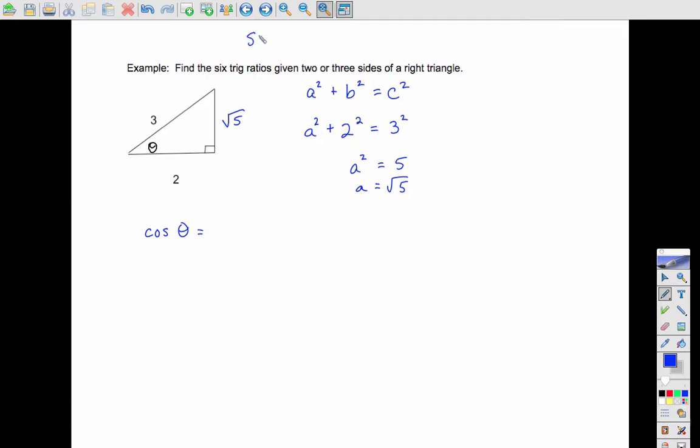So cosine, I guess I should have started with sine, but we'll start with cosine. Cosine is adjacent over hypotenuse. The adjacent side is the side that's next to theta. So 2 over 3. The sine of the angle is opposite over hypotenuse. The opposite side to theta is root 5 over the hypotenuse, which is 3. And then the tangent of theta, tangent is opposite over adjacent. So opposite side over adjacent side.